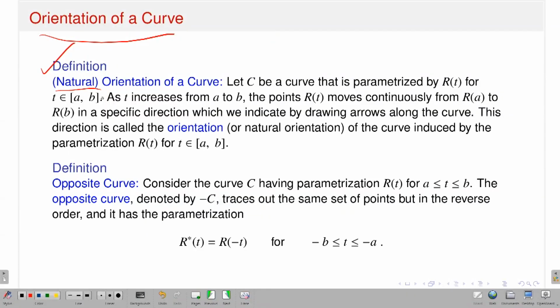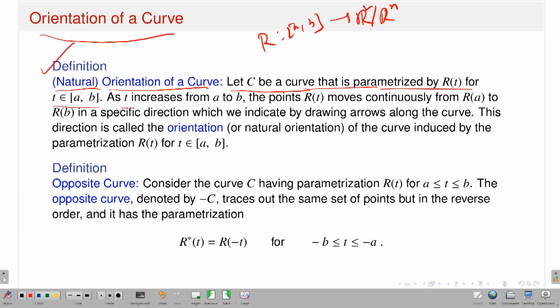That's exactly what I have written. So the natural orientation of a curve, what does it mean? Let C be a curve. Since it is a curve, it will have a parameterization. So let C be a curve that is parameterized by capital R of t, say t runs over the closed interval a to b. So I will have a nice map capital R from [a, b] to R2 or Rn, it doesn't matter which Euclidean space I want to talk about the curve. Suppose C is a curve and it has a parameterization capital R, a map from the closed interval [a, b] to that space.